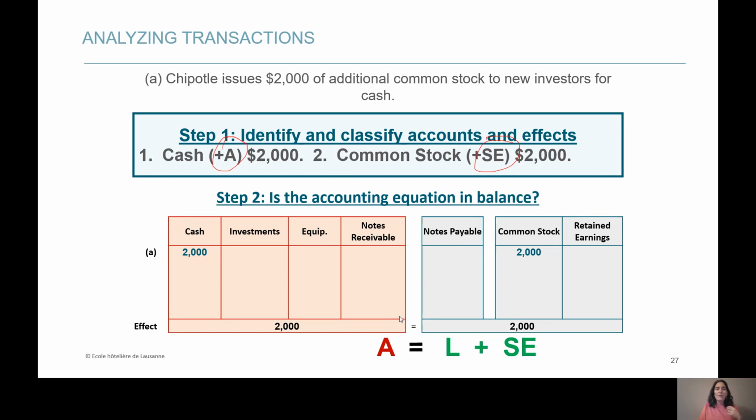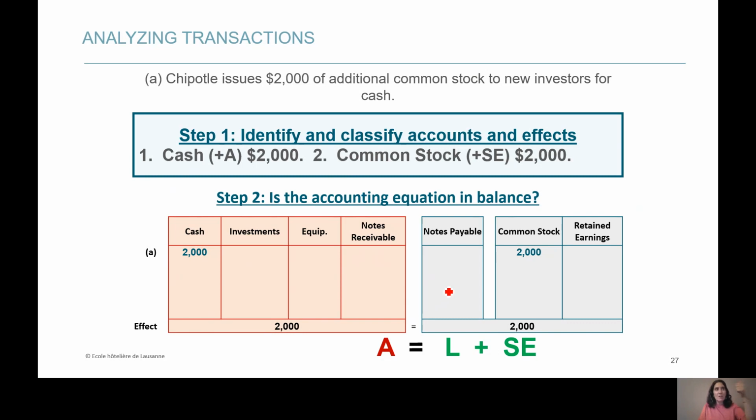Here, for the moment, every account is represented by a column. The cash account and the common stock account both increase by 2,000. You have 2,000 on the left side of the accounting equation equals 2,000 on the right side of the accounting equation. Now, let's analyze the same transaction but with T accounts.